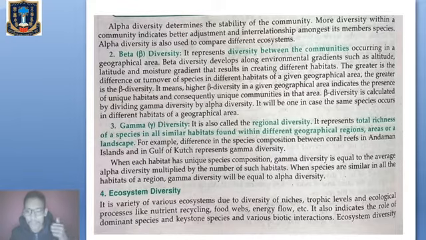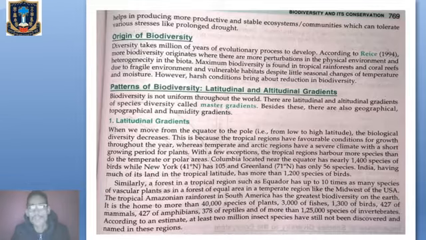It describes the total richness of species in similar habitats found within a geographical area, because it represents the regional diversity. Clear? Now the fourth one is ecosystem diversity, which includes niches, trophic levels, and ecological processes like nutrient cycling and flow of energy, which will include the food web also, and it will indicate the role of dominant species and keystone species in a particular habitat. Ecosystem diversity helps in producing a more productive and stable ecosystem or community which can tolerate various stresses like prolonged drought.